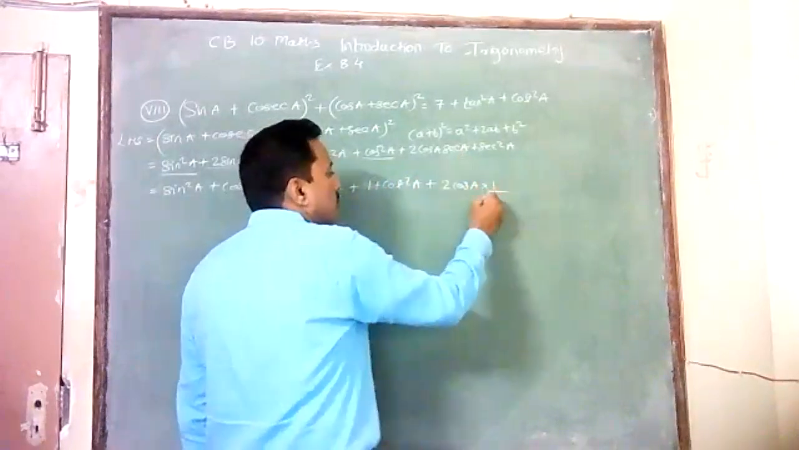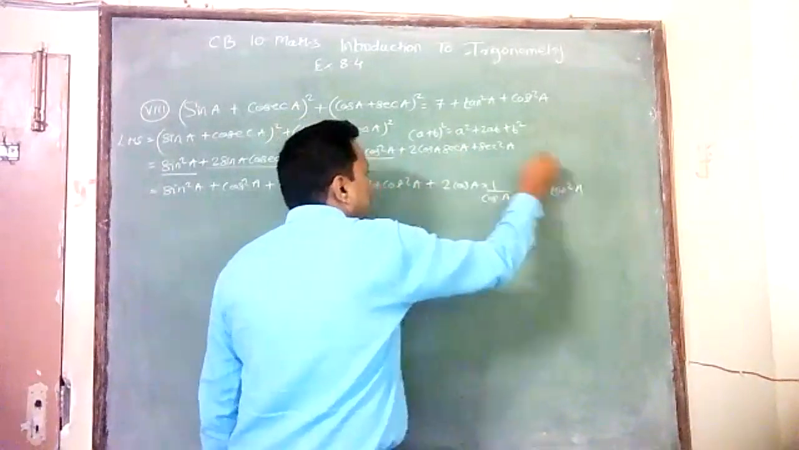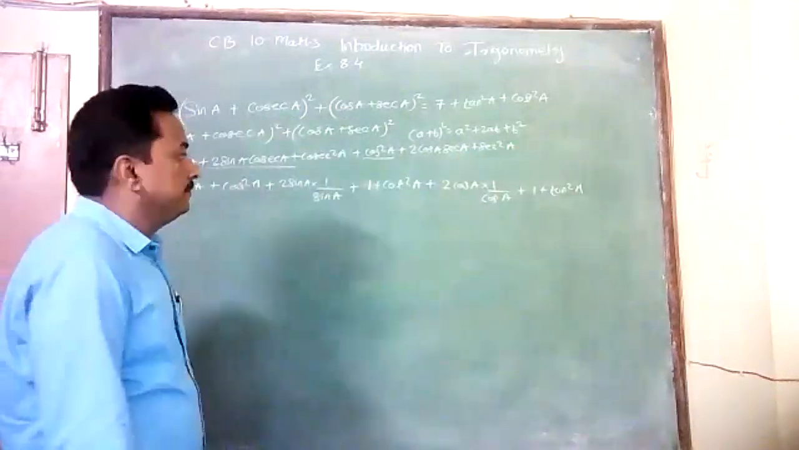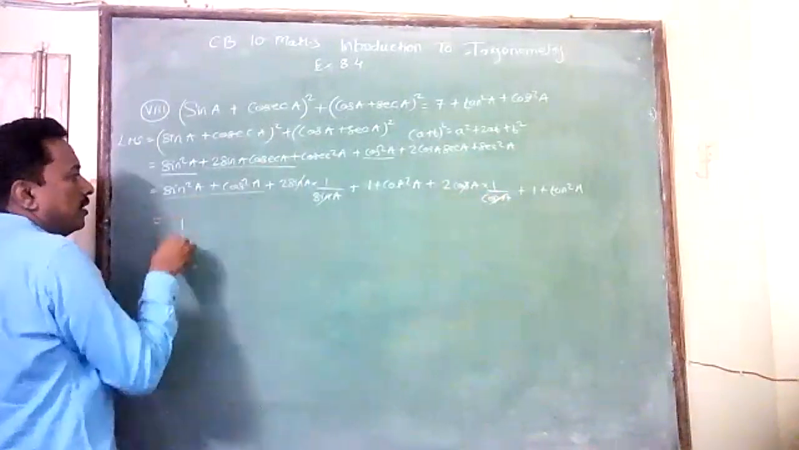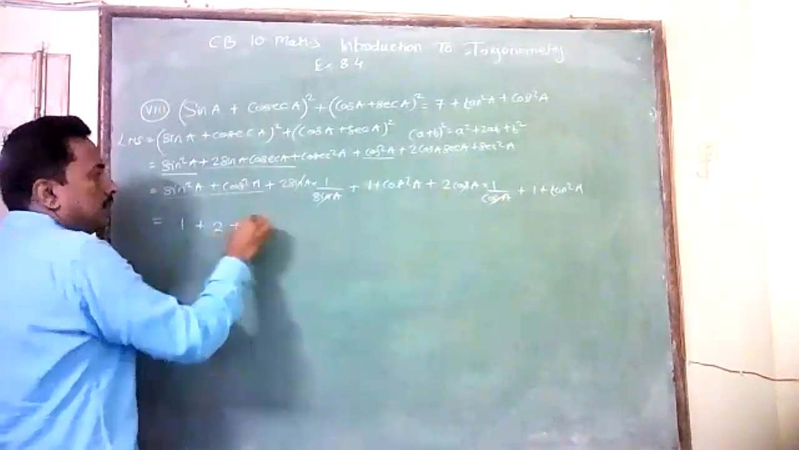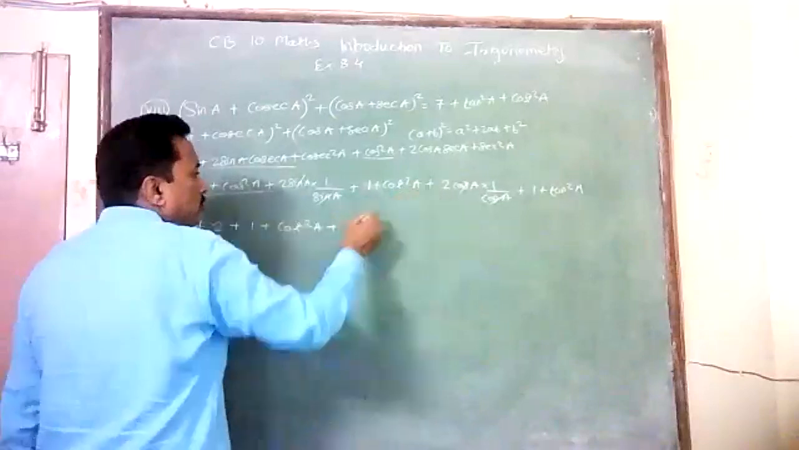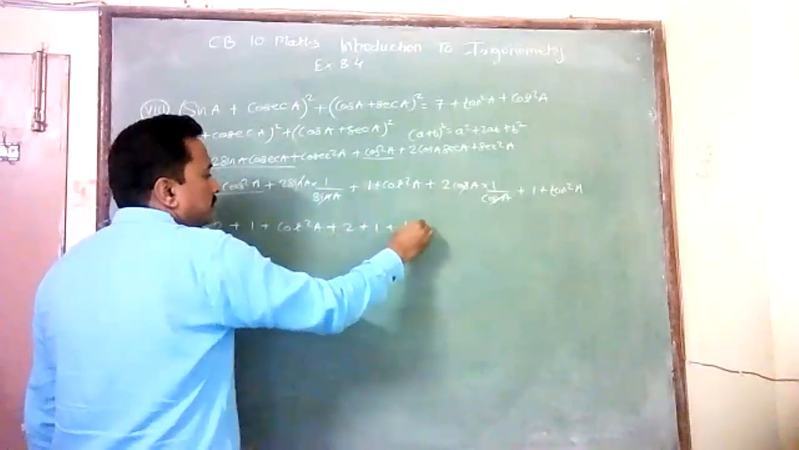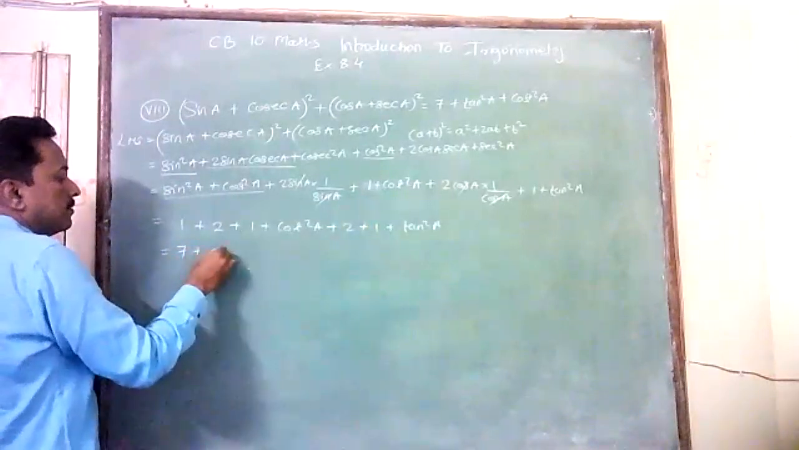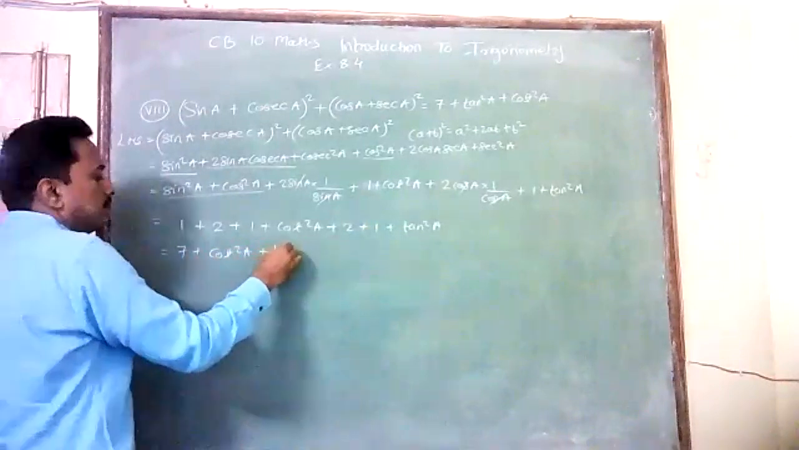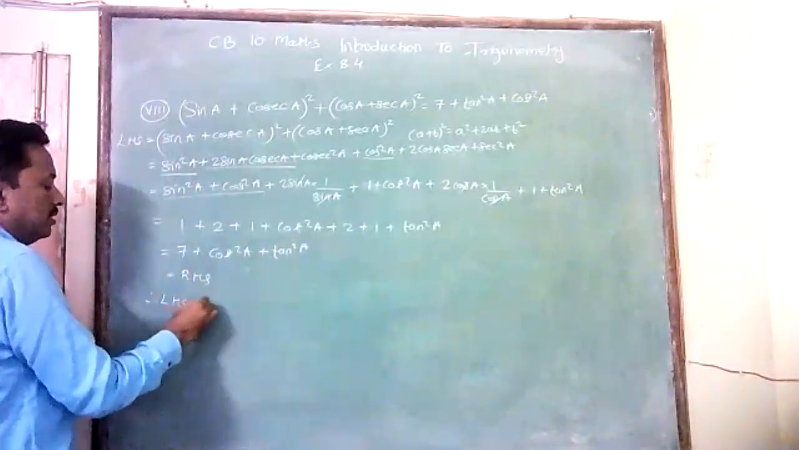sec means again 1 upon cos, और sec की वैल्यू क्या है? sec square a is equal to 1 plus tan square a. So this is cancel, this is cancel. sin square a cos square a become 1, plus यहाँ पे कितना बचा 2, plus 1 plus cot square A plus 2 plus 1 plus tan square A. So 1, 3, 4, 5, 6, 7. So 7 plus cot square A plus tan square A, equal to RHS. Therefore LHS equal to RHS.